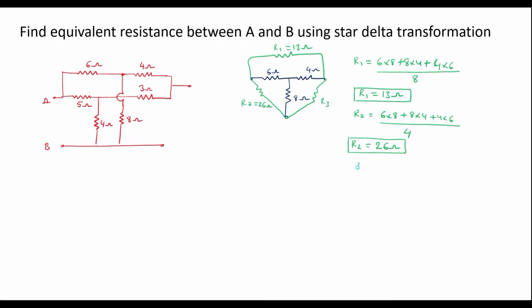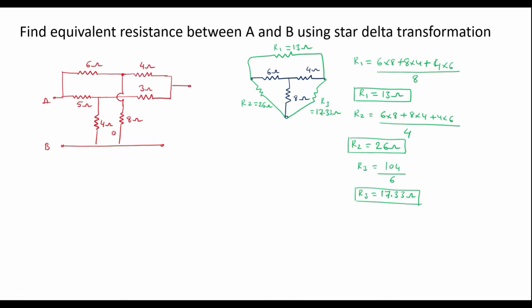Similarly we'll calculate R3. The numerator is the same, so the value of numerator is 104, divided by R3's opposite resistor, which is 6. Therefore R3 is equal to 17.33 ohms. Here we have another star connected set of resistors, that is 5 ohm, 4 ohm and 3 ohm.